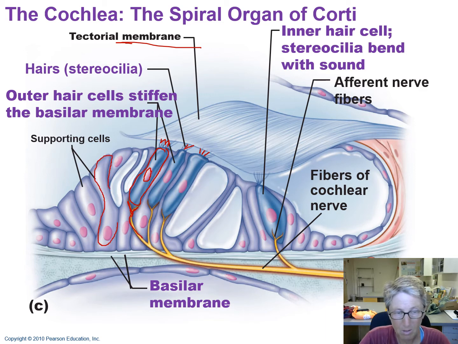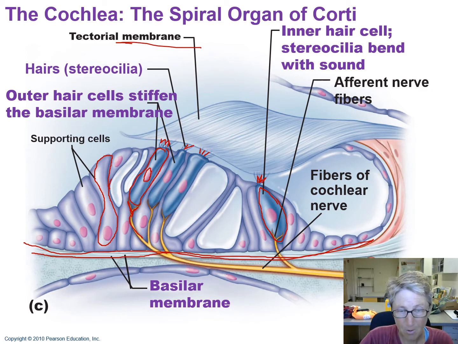They don't have stereocilia on them. There are also cells called inner hair cells. So they're inside, so they're inner hair cells. They also have stereocilia, and those stereocilia will bend with sound. The outer hair cells and their stereocilia will stiffen the basilar membrane. The whole unit is sitting on the basilar membrane. The outer hair cells will make it stiffer, and the inner hair cells, their stereocilia will bend with sound waves traveling through the endolymph or perilymph.